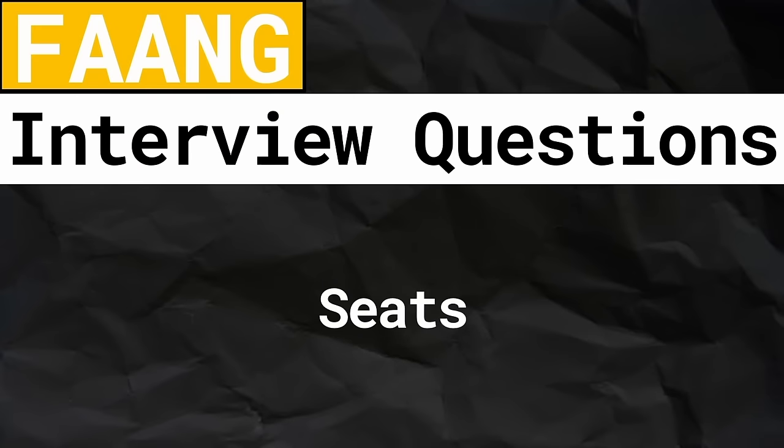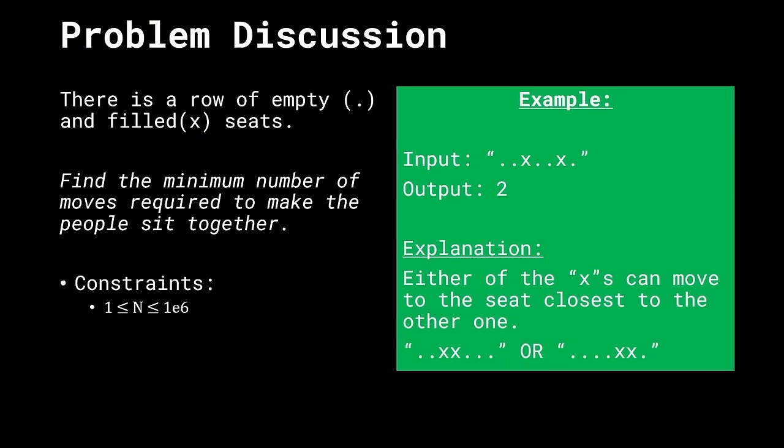Let's talk about the problem Seat. There's a row of empty seats and filled seats represented by a dot and an X respectively. The goal of this problem is to find the minimum number of moves required to make the people sit together. The constraints mention that n, the total number of seats, including both empty and filled, is between 1 and 10 to the power 6. If we look at the right-hand side, the input looks like dot dot X dot dot X dot, and the output of this question is 2.